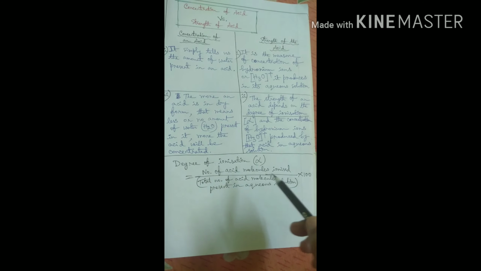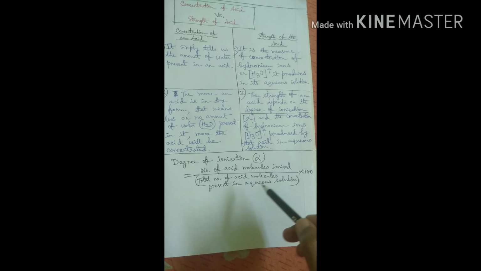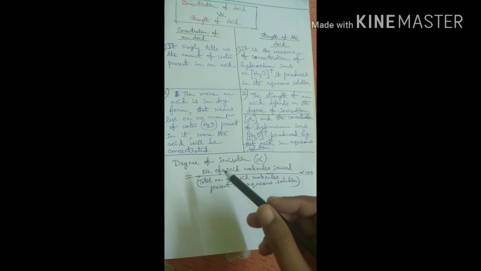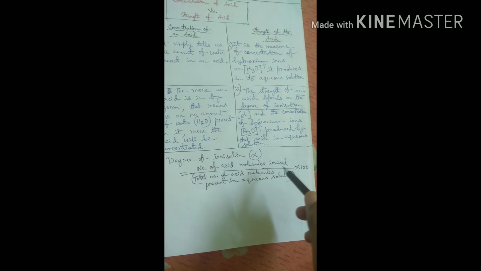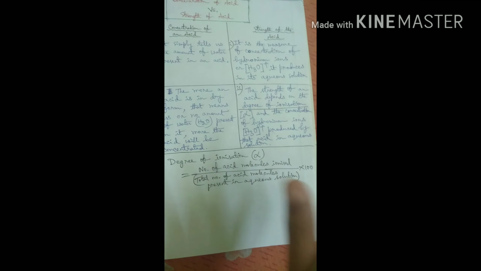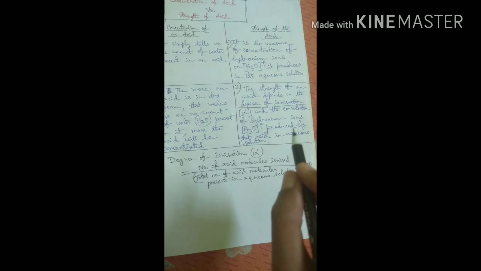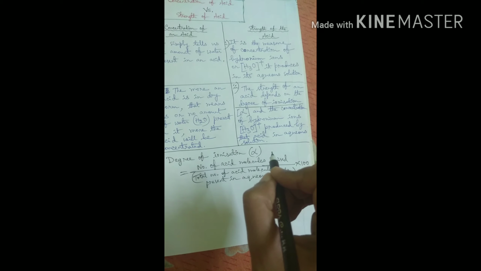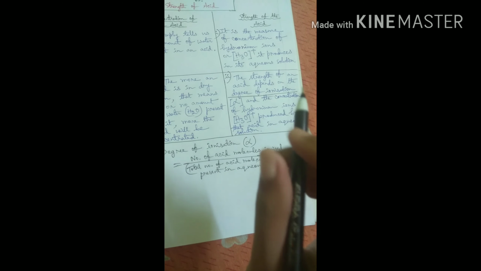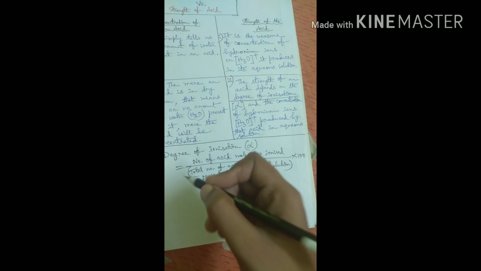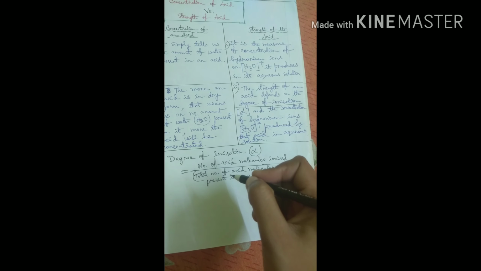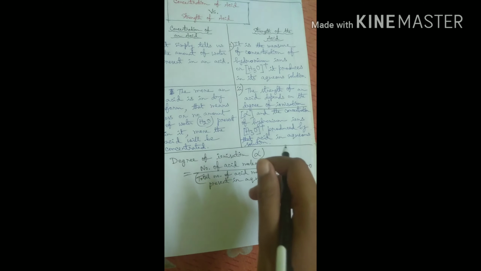Among the total number of acid molecules present in an aqueous solution, how many acid molecules will be ionized? Not all acid molecules are ionized. Sometimes, in case of a strong acid, most or all of the acid molecules will be ionized. But in case of a weak acid, a smaller number of acid molecules will be ionized. So it is a percentage value.